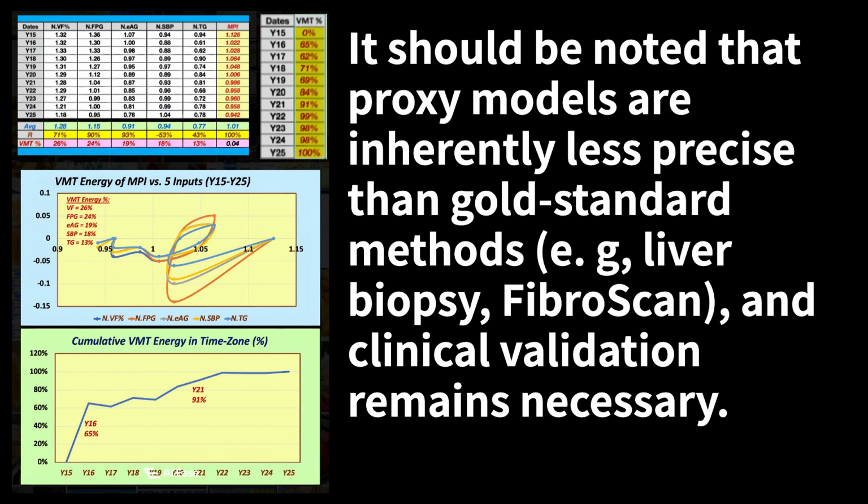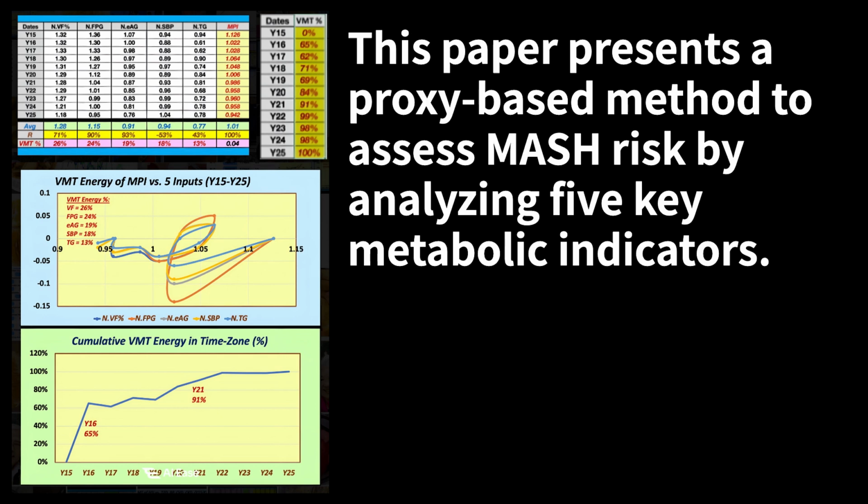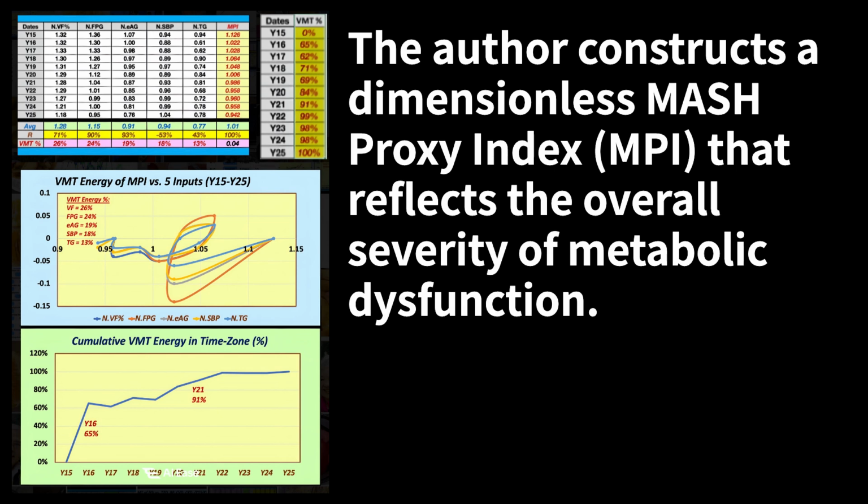It should be noted that proxy models are inherently less precise than gold-standard methods, e.g., liver biopsy, FibroScan, and clinical validation remains necessary. Nevertheless, this modeling approach is both resourceful and grounded in solid pathophysiological reasoning. This study of MASH: this paper presents a proxy-based method to assess MASH risk by analyzing 5 key metabolic indicators. The author constructs a dimensionless MASH proxy index, MPI, that reflects the overall severity of metabolic dysfunction.